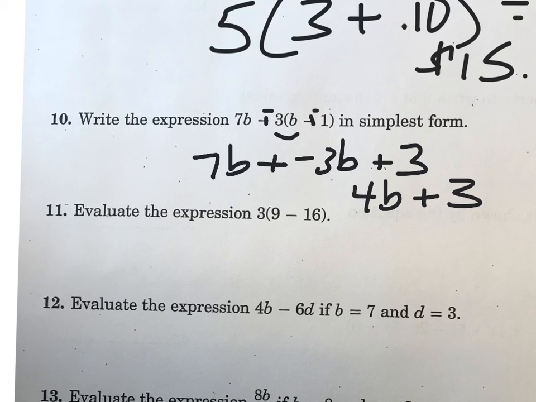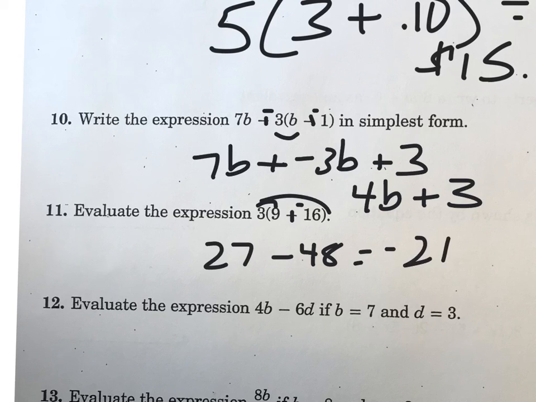This next one, just straight distributing. 9 times 3 is 27. Changing that to a minus plus a negative 16. 3 times negative 16 is negative 48. Some people left it as that. I gave it to you, but truly the answer should be negative 21.